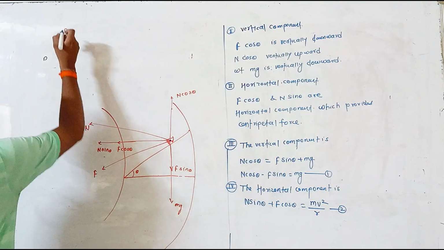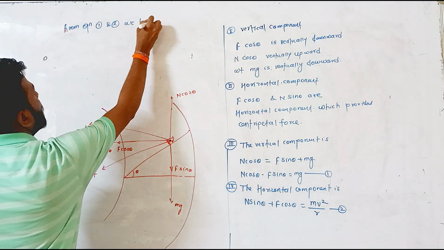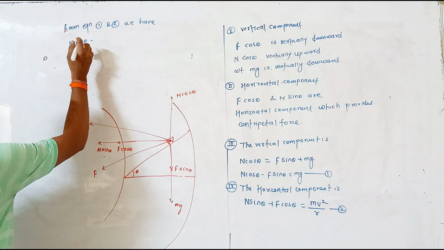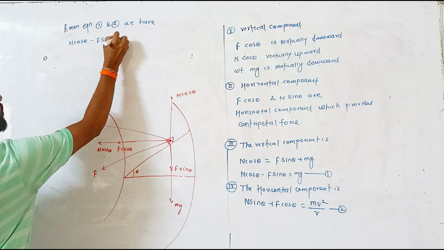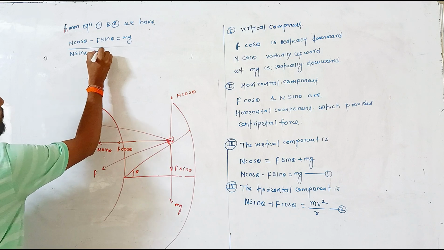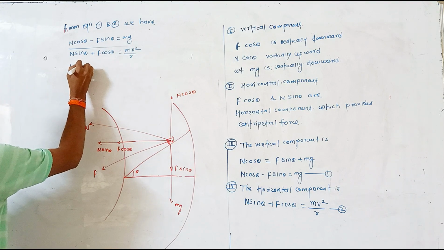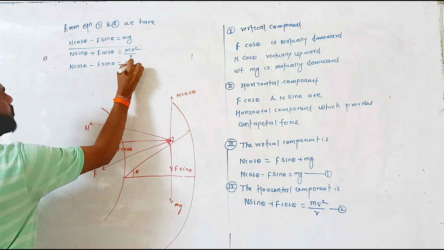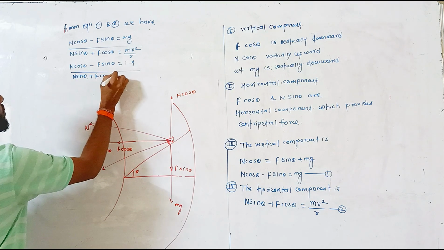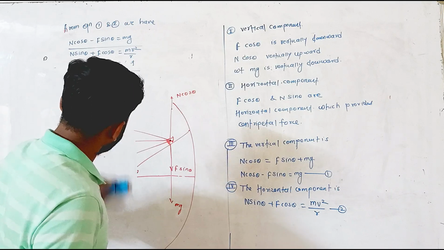From equations 1 and 2, we divide: N cos theta minus F sin theta equals mg, divided by N sin theta plus F cos theta equals mv square upon r. The m gets cancelled, so N cos theta minus F sin theta divided by N sin theta plus F cos theta equals g divided by v square upon r. Does everybody understand this diagram? I will erase this diagram.